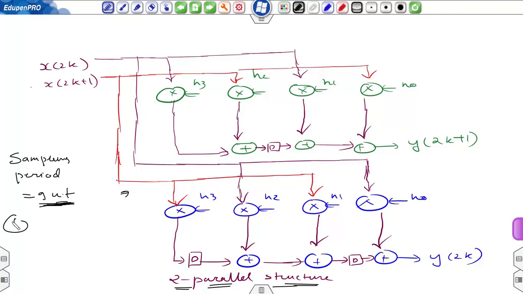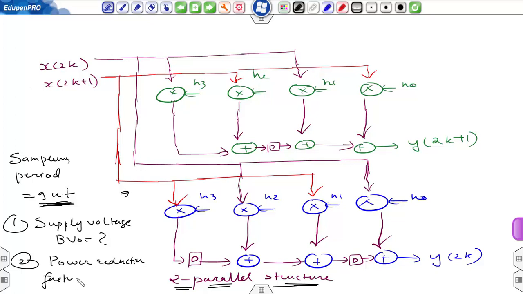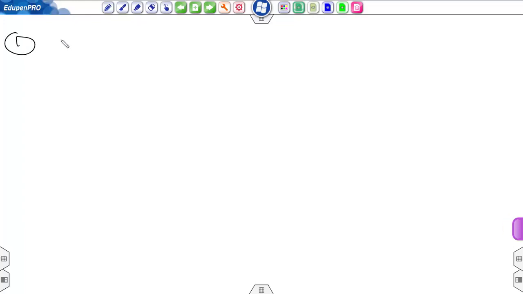Okay, so what you have to find is the supply voltage of this circuit, that is beta V naught, and the power reduction factor, that is beta square into 100%. Okay, so the condition is given that both the systems are being operated at the same sampling rate. So for this you have to again follow the same steps. You have to find the propagation delay for the sequential circuit given by Cp into V naught divided by K into (V naught minus Vt) whole square.